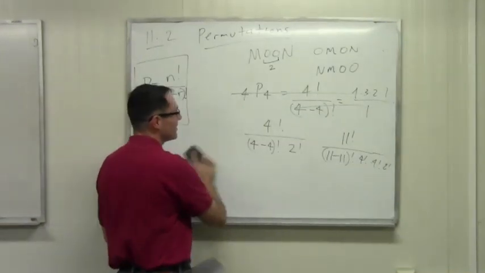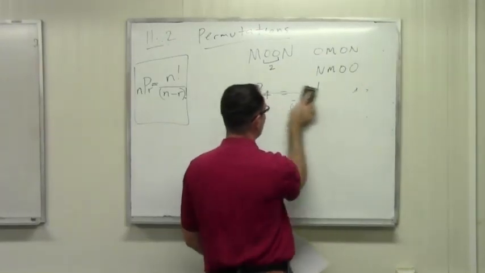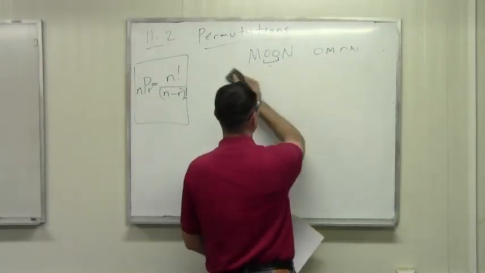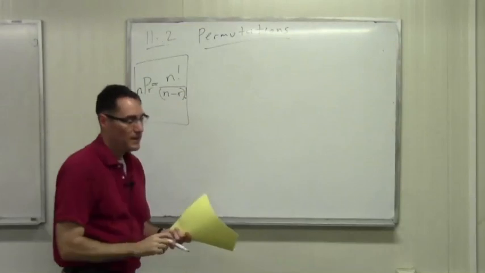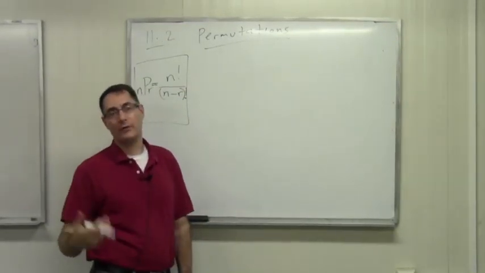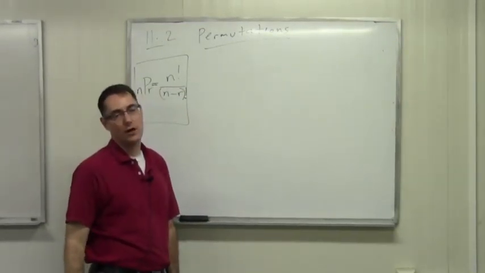All right, let's pick another one. Let's just do one more example of this stuff. This isn't that bad. Give me a word that has at least one repeated letter in it. Tennessee. No, that's too long.